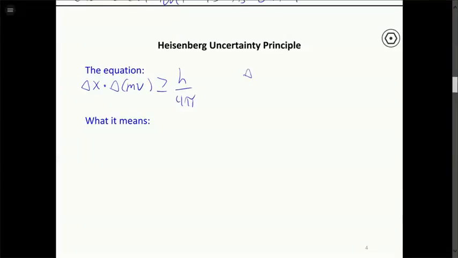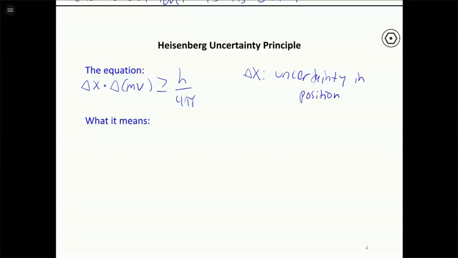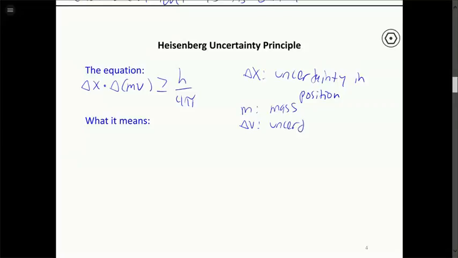Delta x is the uncertainty in position. That's basically how closely can we really know where the electron is? To what precision can we know the location? Can I say that it's right here, or is it actually in a region? Is it actually a larger region that's uncertain? m is the mass of the electron, or whatever particle we're talking about, and then delta v is the uncertainty in the speed.